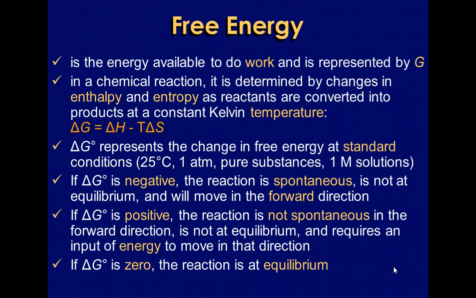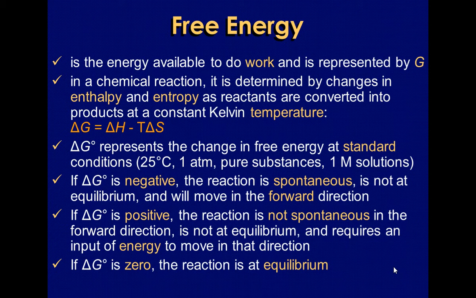You would be favoring the reactants, and you would require energy to convert those reactants into products. When you have a negative delta G, it eventually is going to use up as much free energy as it can until it reaches a value of 0. And when it reaches that value of 0, it's because you are at equilibrium.